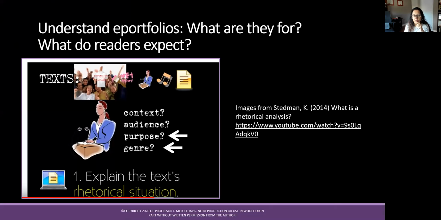So if I can just get my little red ball here and make this easier for you to see. Just a second. There we go. Great.